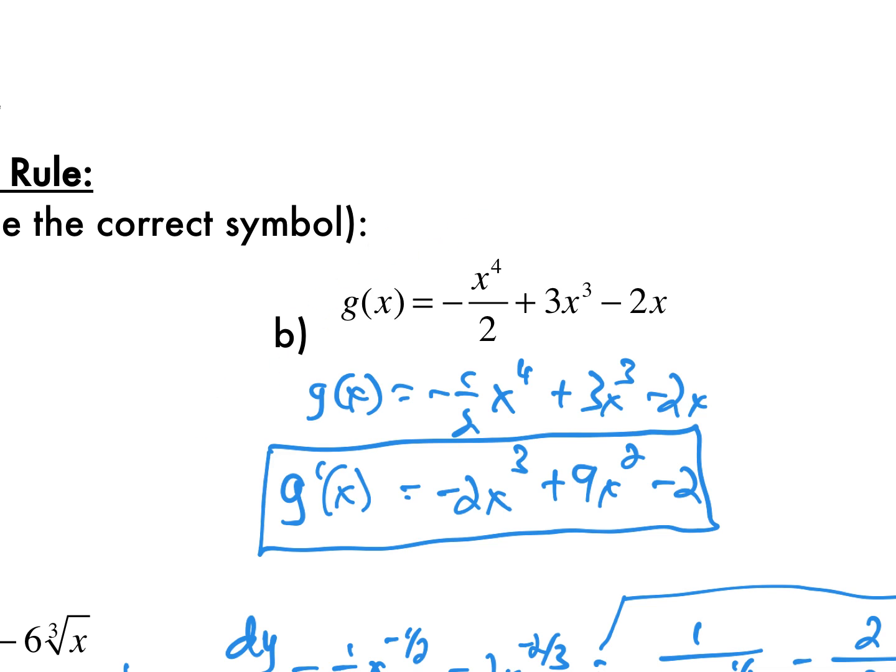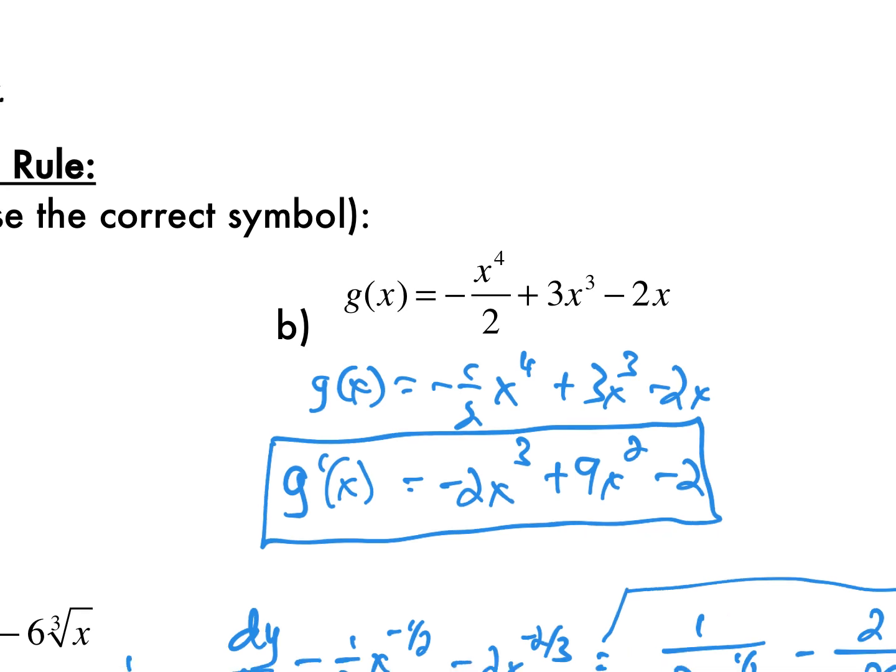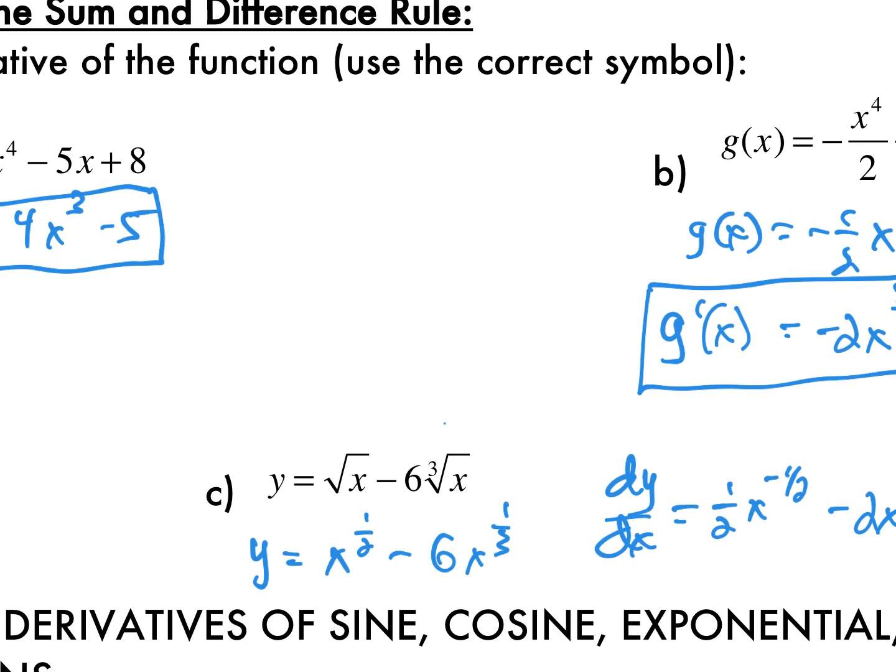Okay, our last one here today for good discussion is going to be this one right here. Now, before I get going on the derivative, it's probably a really smart move to rewrite this in terms of fractional powers. So this x to the 1/2 is the same as the square root, and then this is going to be 6x to the 1/3, because x to the 1/3 is the same as the cube root of x.